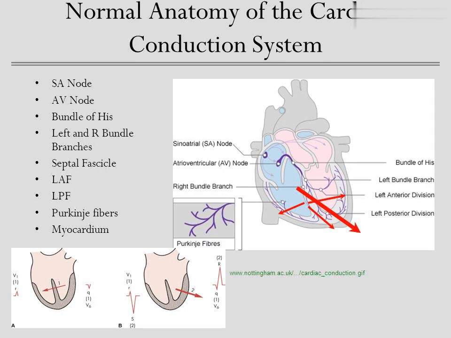Normal anatomy of the cardiac conduction system. SA node. AV node. Bundle of His. Left and right bundle branches. Septal fascicle. LAF. LPF. Purkinje fibers. Myocardium.